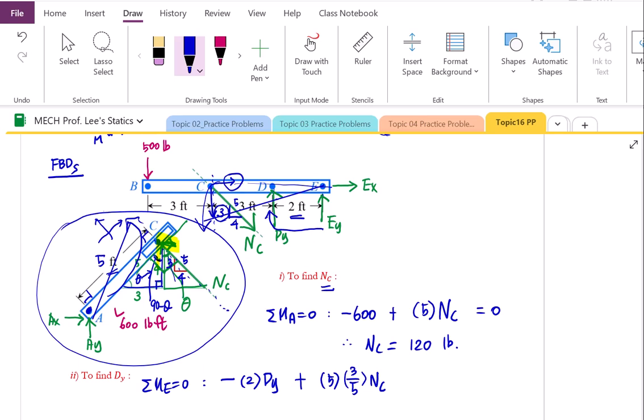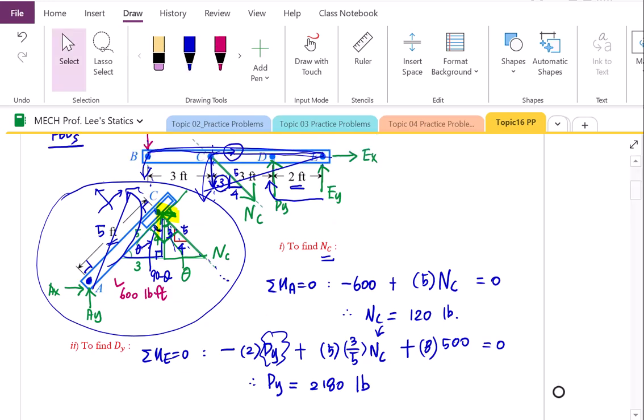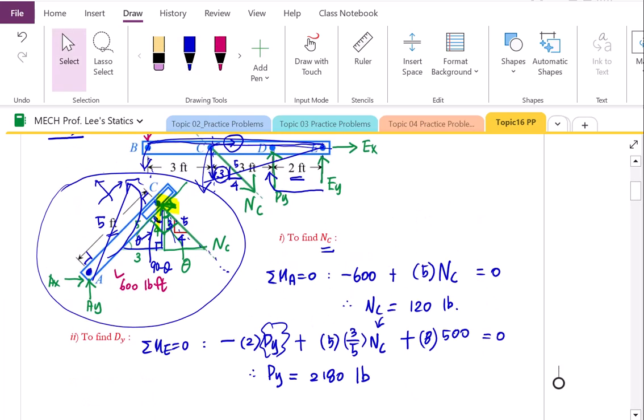Then who is the moment arm? Starting from point E, perpendicular to the line of action of the 500, 2 plus 3 plus 3, therefore 8 feet will be the moment arm. Absolute value of the force, therefore 500. Then let's apply the right hand rule. Starting from point E, place your four fingers. How can we call it? Thumbs up posture, therefore positive. They must be balanced. One unknown, one equation. Since we found N of C from the previous step, we can directly find the D of y from this equation. It's going to be positive 2180 pounds.